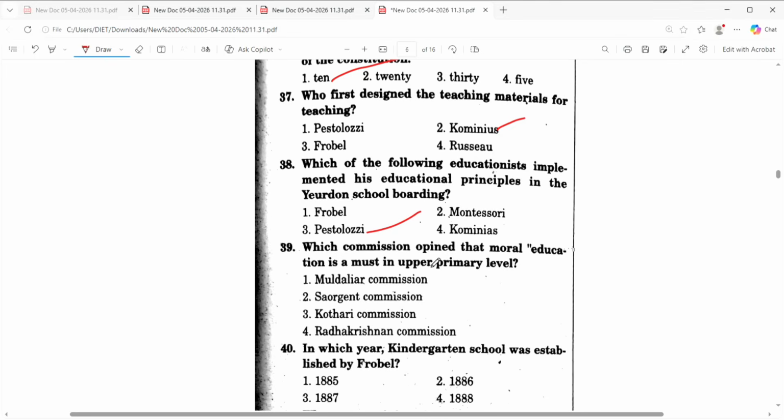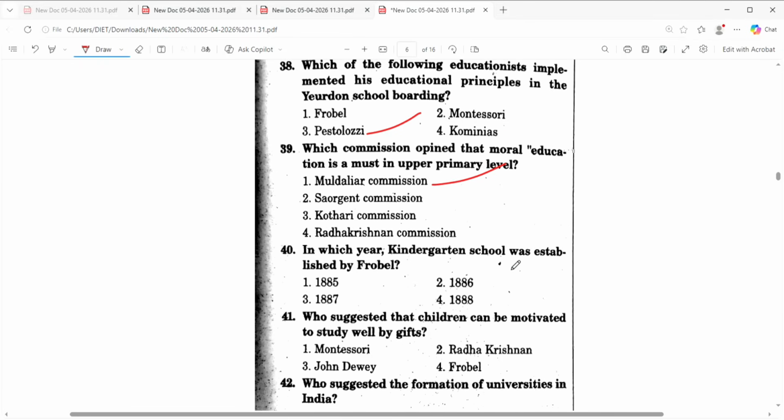Which commission opined that moral education is a must in upper primary schools? We have four options here: Mudaliar Commission, Sargent Commission, Kothari Commission, Radhakrishnan Commission. Answer is Mudaliar Commission. In which year was the kindergarten school established by Froebel? We have three options and the answer is 1887.